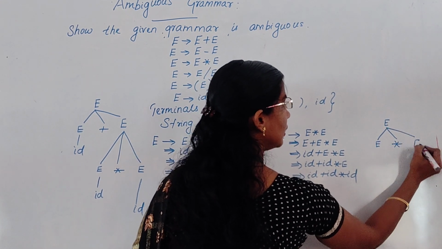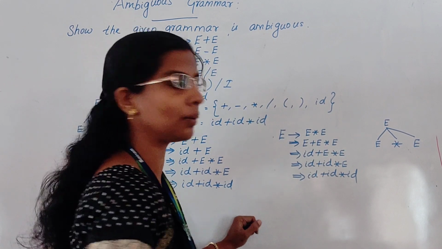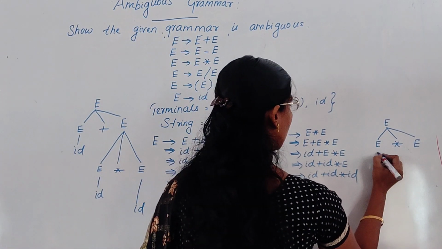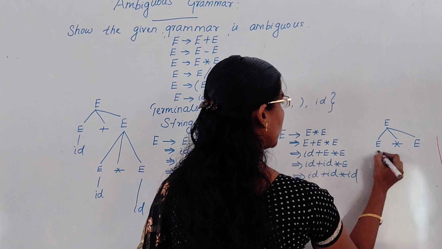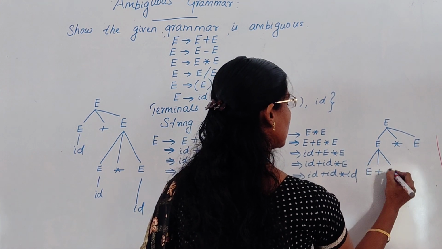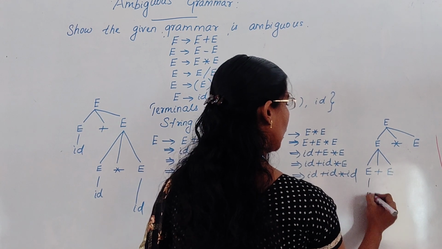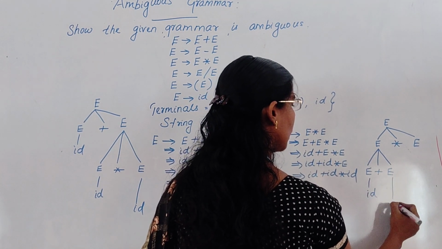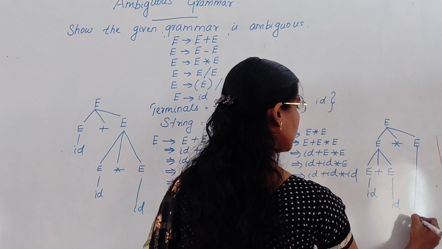E star E. Is the board visible here? Right? Next, this one, E plus E. Id. Id. And at last, id.